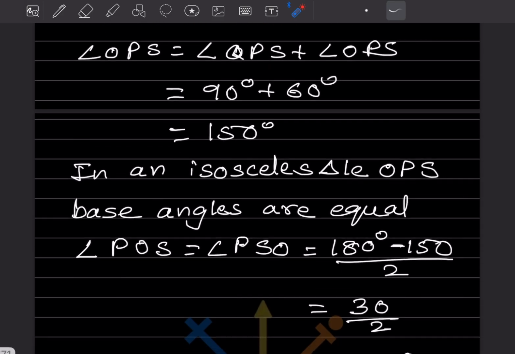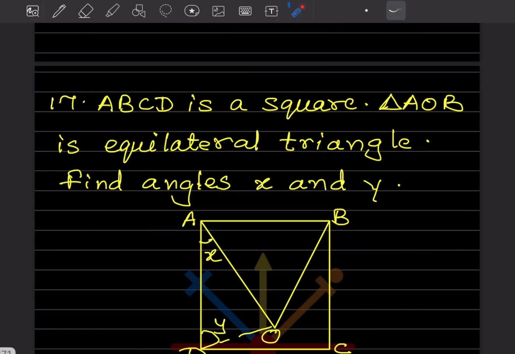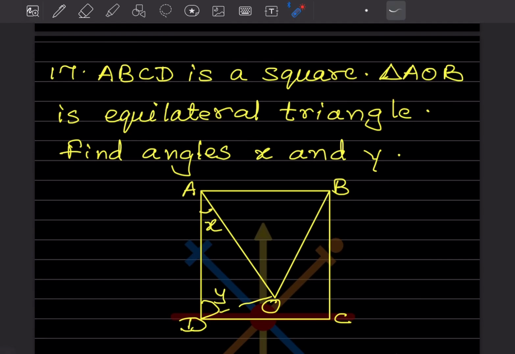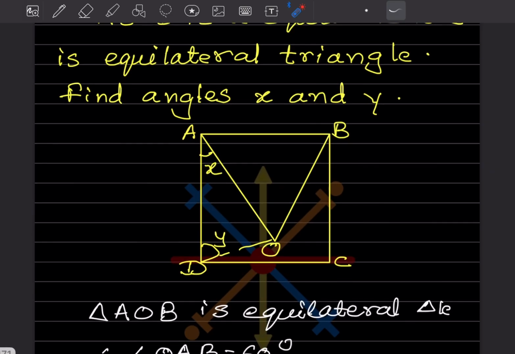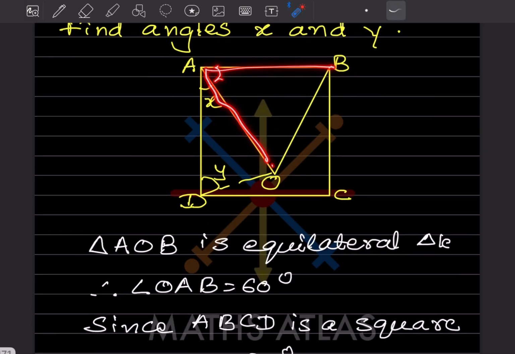Here ABCD is a square and triangle AOB is an equilateral triangle. You have to find the values of x and y. So now we can see triangle AOB is an equilateral triangle, so we can say angle OAB is 60 degrees.